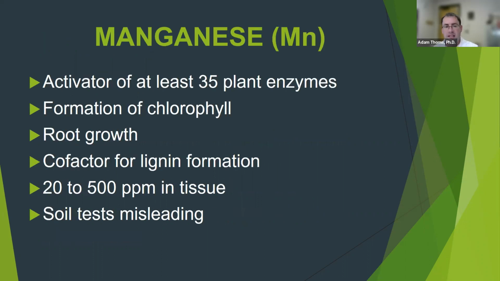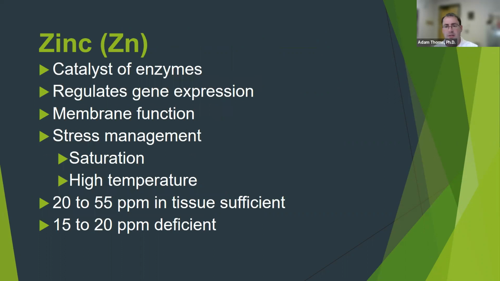We also talk about manganese. Again, manganese is very active in a lot of the plant enzymes, helps with root growth, and has many positive functions in the plant. We see these necessary in anywhere from 20 to 500 parts per million in tissue. Oftentimes when we do soil tests, they're misleading on how much manganese is needed. You can see a pretty wide range in soil tissue to be in the adequate range. And so there's still more to be figured out about what manganese levels are really needed in turf grass and to what amounts.